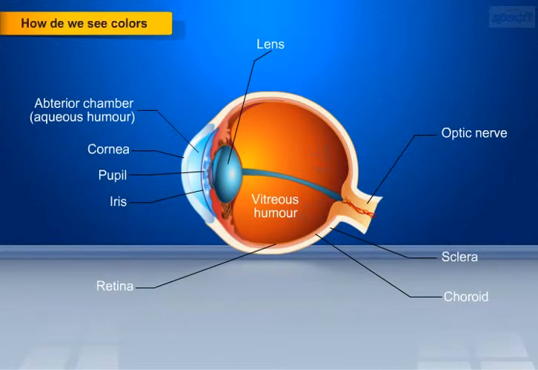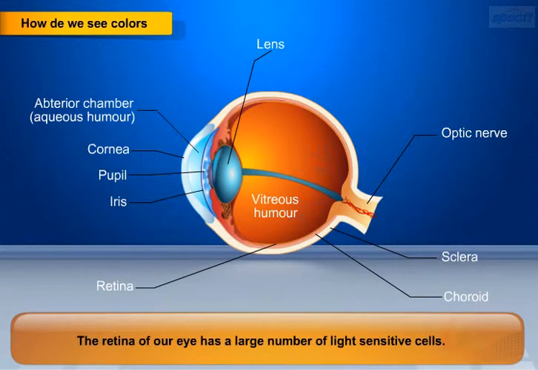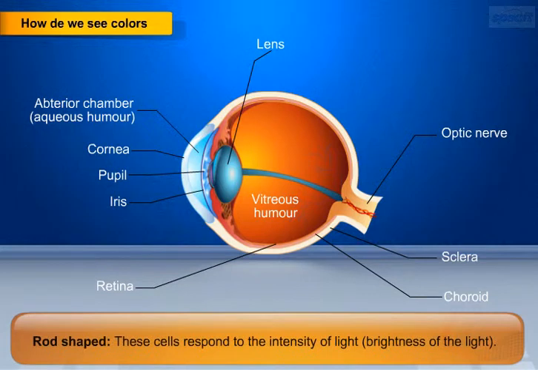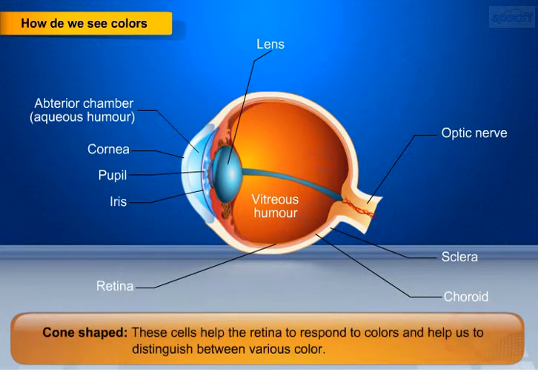Then how do we see colors? The retina of our eye has a large number of light-sensitive cells. The cells in the retina are of two types. Rod-shaped. These cells respond to the intensity of light, brightness of the light. Cone-shaped. These cells help the retina to respond to colors and help us to distinguish between various colors.